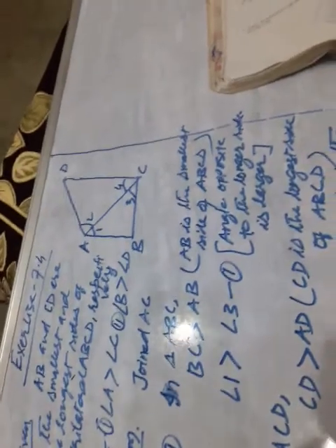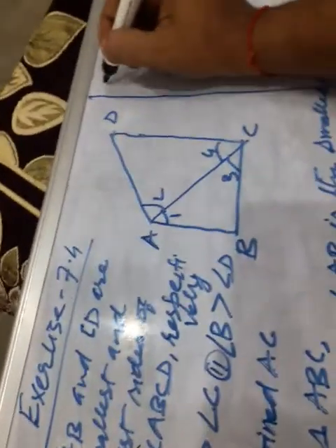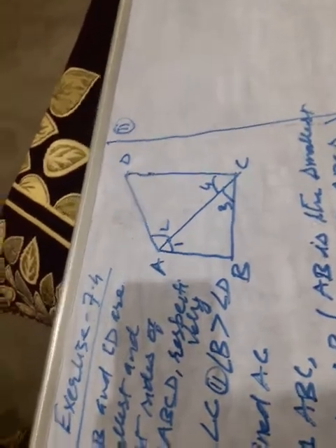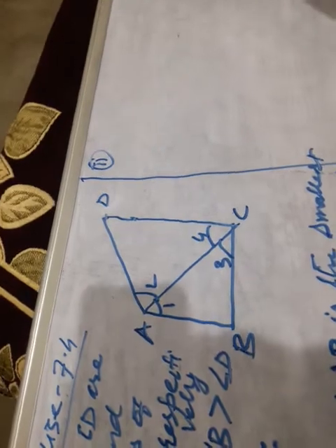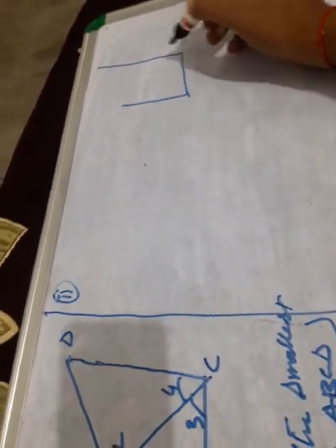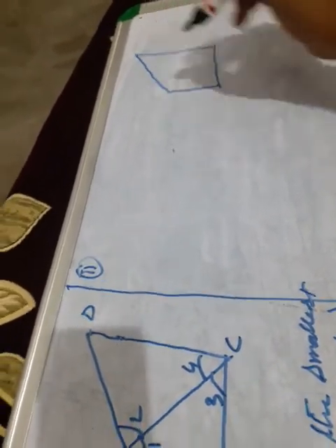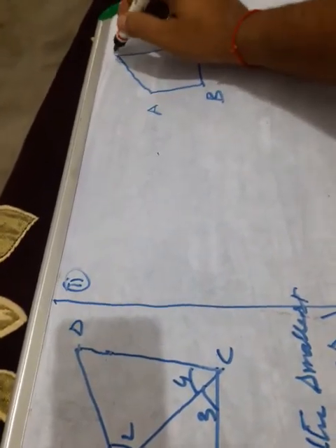Now let us move to the second part. How to prove the second part, children? For the second part we will have to do another construction. Again draw the figure for the second part. The figure is given to be like this. It is clear. Draw it: A, B, C and D.